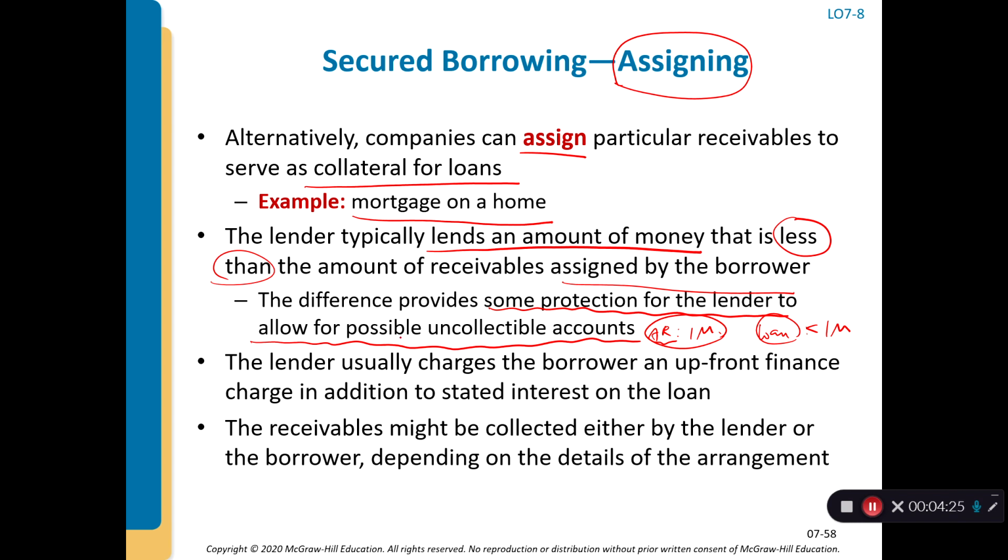The lender usually also charges the borrower some upfront financial charges in addition to the stated interest on the loan. So in other words, if you loan me $800,000, not only will I pay you interest, let's say at 2%, but I will also pay you fees for loaning me the money, based on the accounts receivable. The receivable might be collected either by the lender or the borrower, depending on the details of the arrangement.